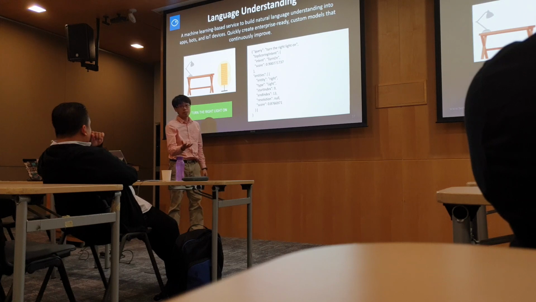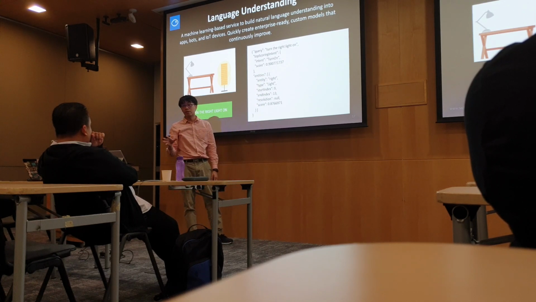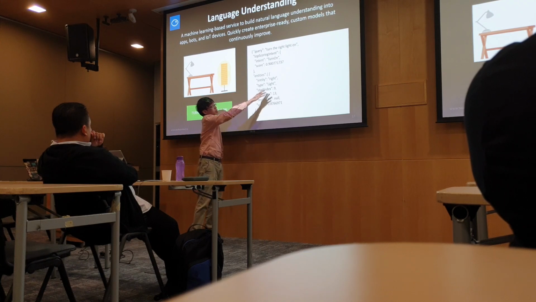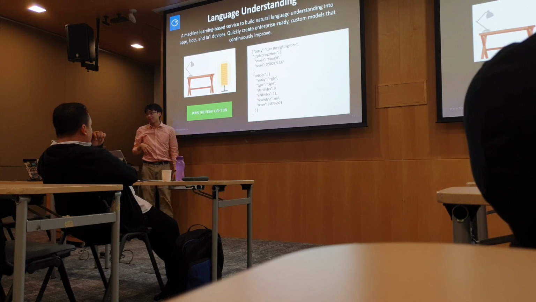Over here it is about turn on. How confident is it? It's actually 90%. 0.9 represents 90%. Then after that it will tell you what the entity is. So it's the right light. You know you have to turn on the right light. It's not the left light.